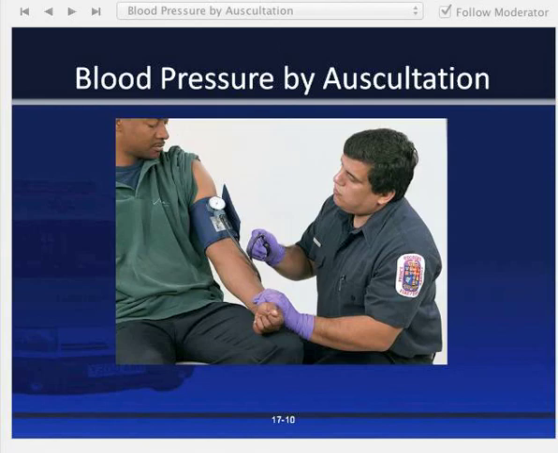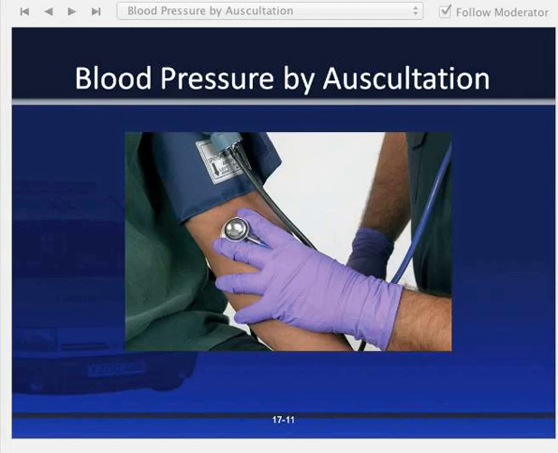Step 2. Locate the patient's radial artery. Rapidly inflate the cuff until you can no longer feel a radial pulse. Inflate the cuff 30 millimeters of mercury beyond that point. Step 3. Place the stethoscope in your ears. Place the diaphragm of the stethoscope over the brachial artery and hold it in place.